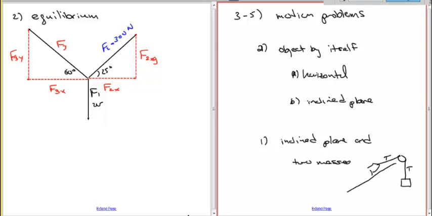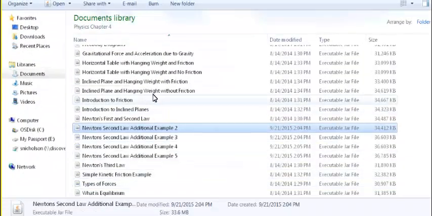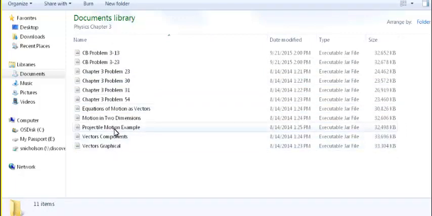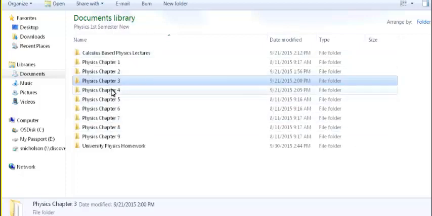So let's go to the memory stick, and you have physics chapter 3. So you can see the projectile motion example. You need to look that over, make sure you understand it completely, and that you can do it reasonably quickly. So that's the projectile motion problem example.